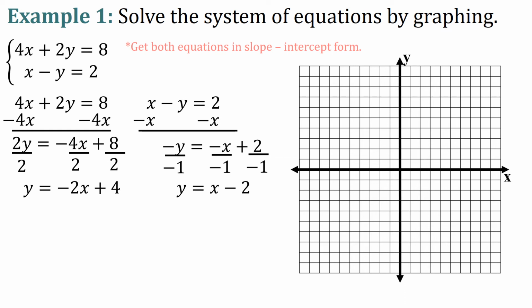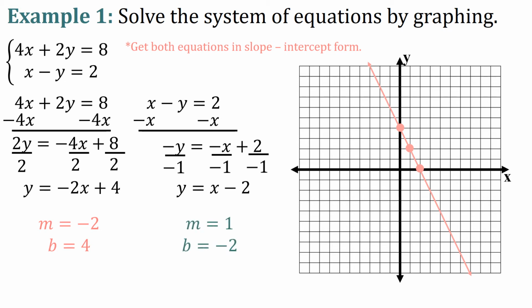Now it is time to graph. Well, to graph, we need to know our slope and our y-intercept. For the first equation, our slope is negative 2, y-intercept 4. There's our y-intercept on the graph at positive 4. From here, our slope is negative 2, so we're going to go down 2, to the right 1. Down 2, to the right 1, and we're going to connect with a nice, beautiful line.